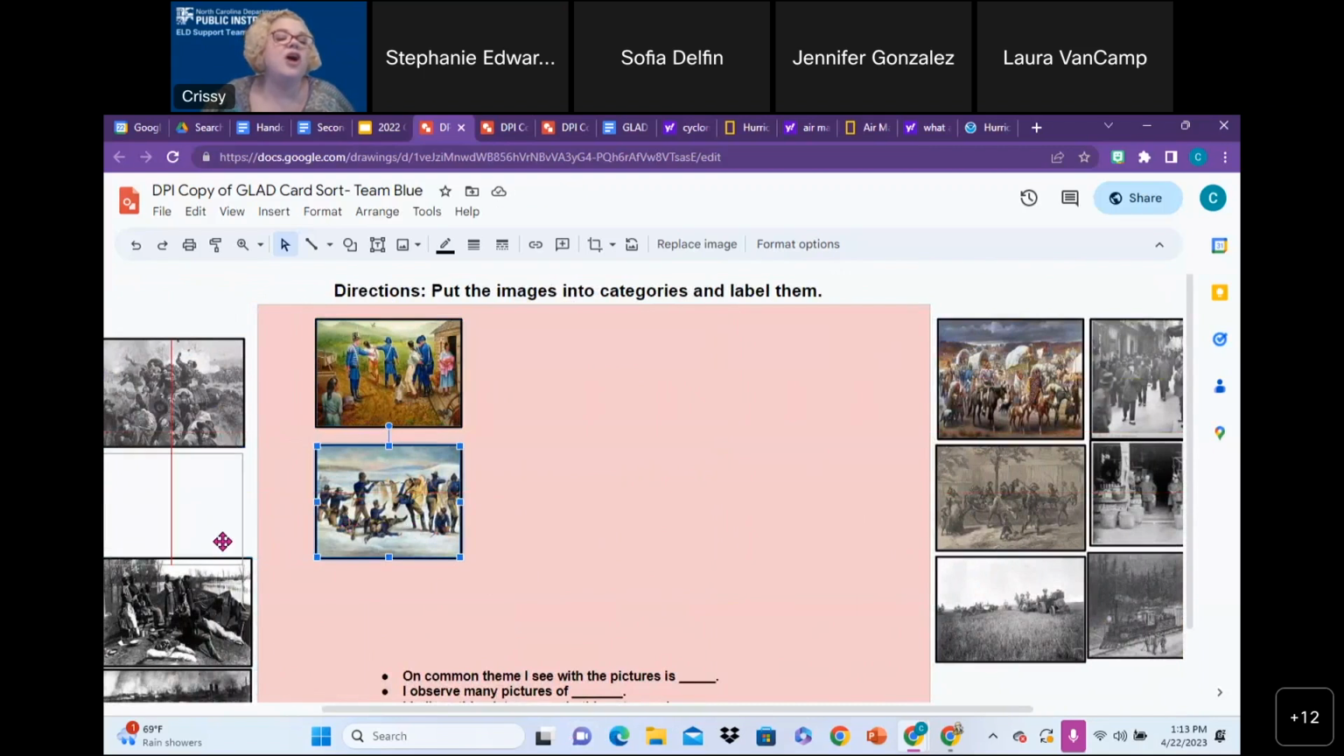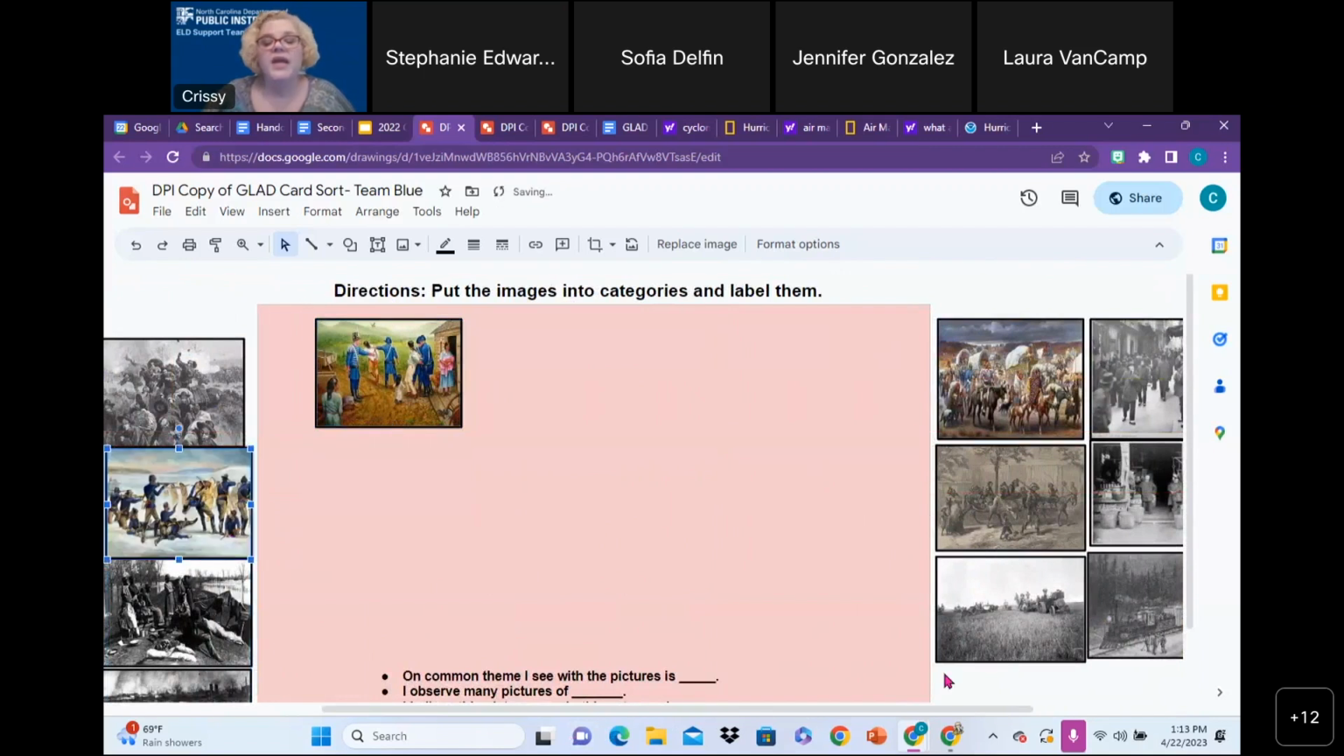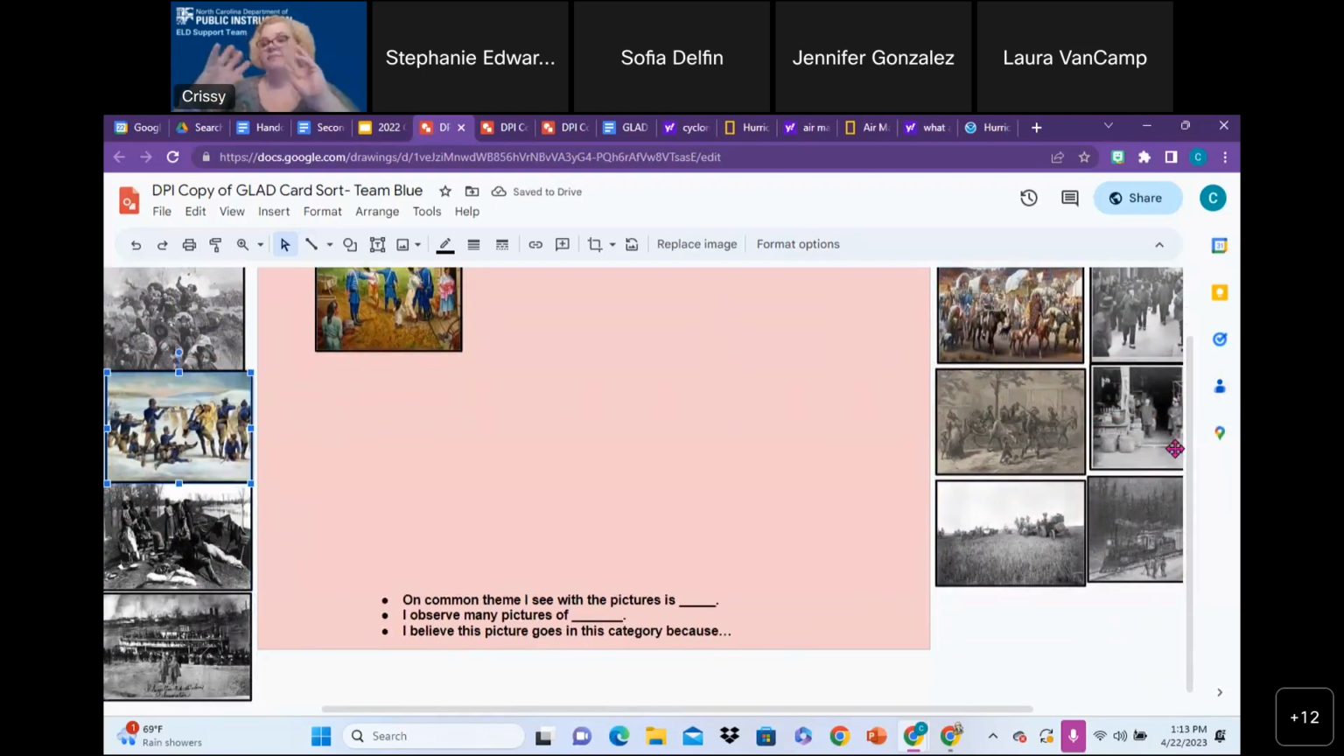And so the kids talk about and then move the cards, and they have to all agree on the category. And you can provide them some sentence frames. If you want to introduce that academic language, give them some sentence frames. One common theme I see with the pictures is the United States Army. I observe many pictures of Native Americans.